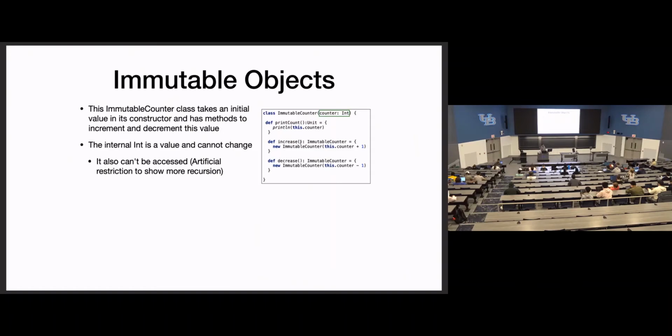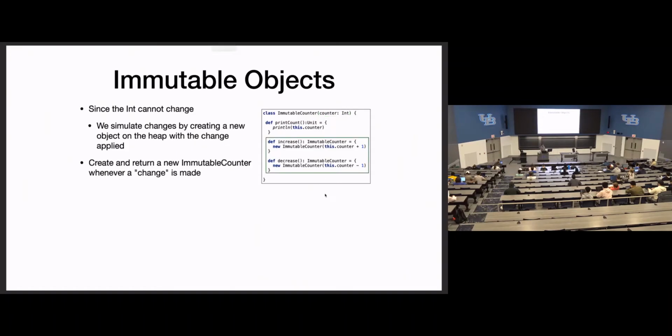So if we want to make any change to counter, we just can't do it. But if we want to simulate a change to counter, we're going to create a new object of this type with the change applied. So if we want to increment the counter by 1, we're going to create a new immutable counter object. It's a new object on the heap.